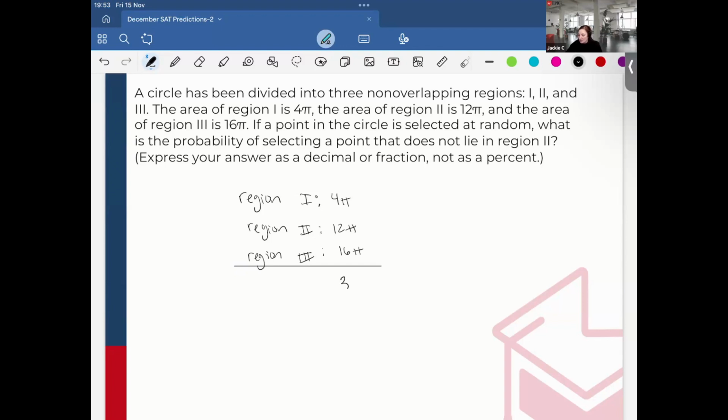So first I would sum the total regions, which sums to 32 pi. And then the area not in region 2, that would just be area 1 plus area 3, which is 20 pi. And then we just have to do 20 pi over 32 pi, which simplifies to 5 over 8. So that was a simple one, but I think a good problem to bring up. They incorporate a little bit of geometry mixed with probability. And probability does come up on many exams.